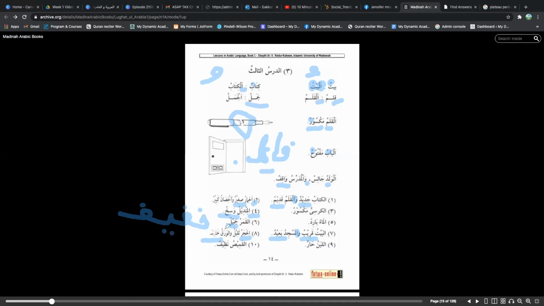Wal-waraqu. Okay. The paper, khafifun. Khafif. So it's kha, fa, ya, and then fa. Khafifun. And the paper, or it can be, because waraq is also a collective noun, so it could mean papers. And the paper is khafif. It is light. Al-hajaru thaqilun wal-waraqu khafifun. And the paper is light.